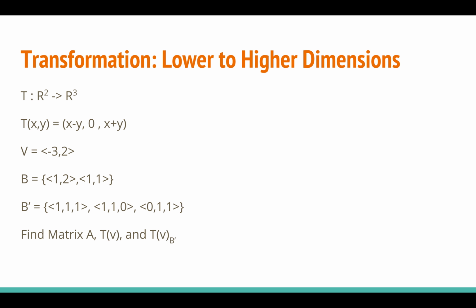Now for our next example, we're moving from lower dimensions to higher dimensions, and we're given another transformation equation. So we're given x minus y, 0, x plus y. We're given another vector in standard basis, negative 3, 2. We're given the basis of B and B prime, as can be seen, and we're solving for matrix A, the transformation matrix, T(V), and T(V)B prime.